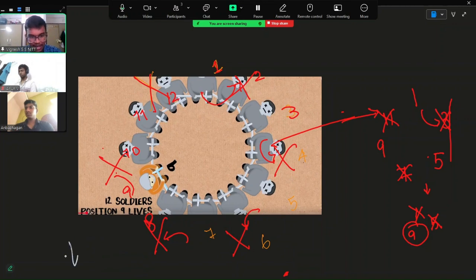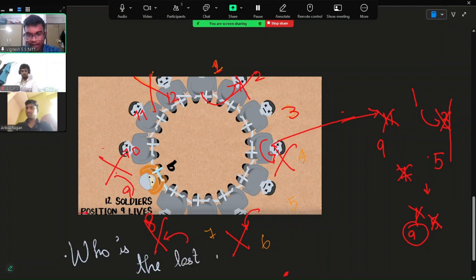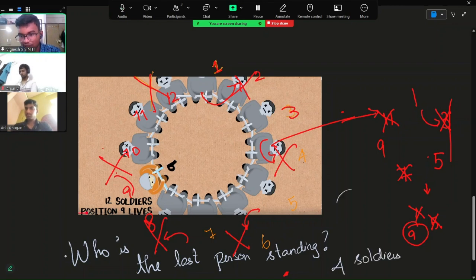Who is the last person standing is the question. Who is the last person standing? You guys think it in your mind or in a note and tell me. Four soldiers are there, which means a circle of one, two, three, four, which will be symmetrical. But I want to know from you who is the last person standing.